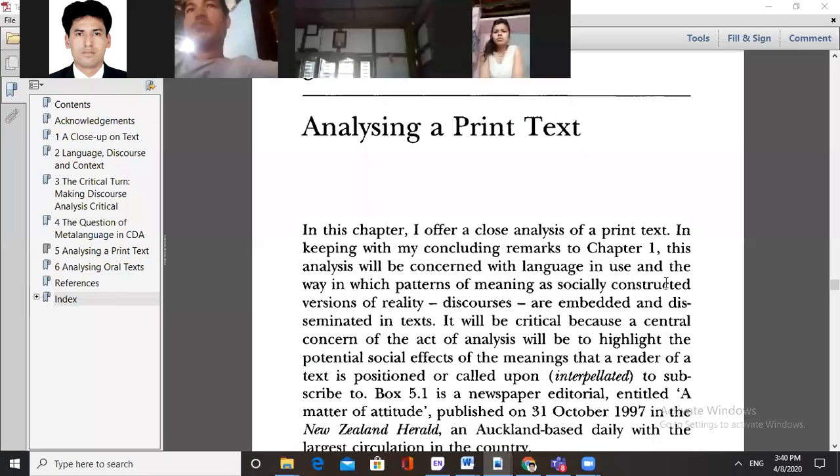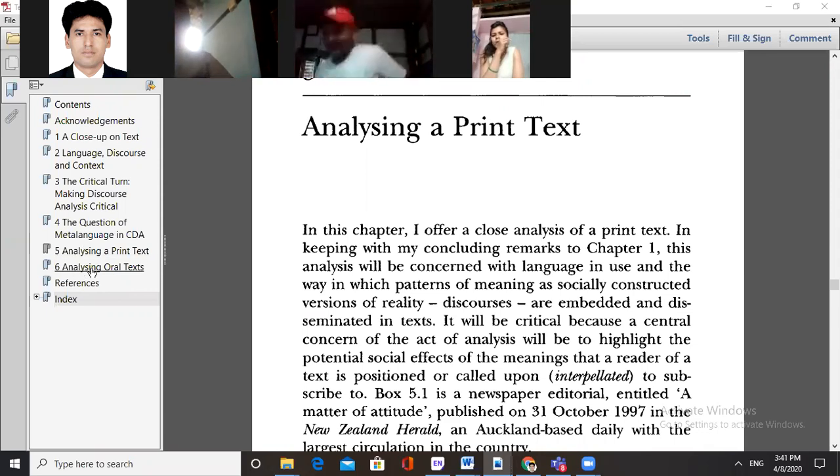Syllabus, or syllabus? Yes, it is there in your syllabus. You need to analyze it in your fourth unit. These two chapters, or two units, are included there. So if you already have a printed copy or photocopy collection, you can find these two texts there.